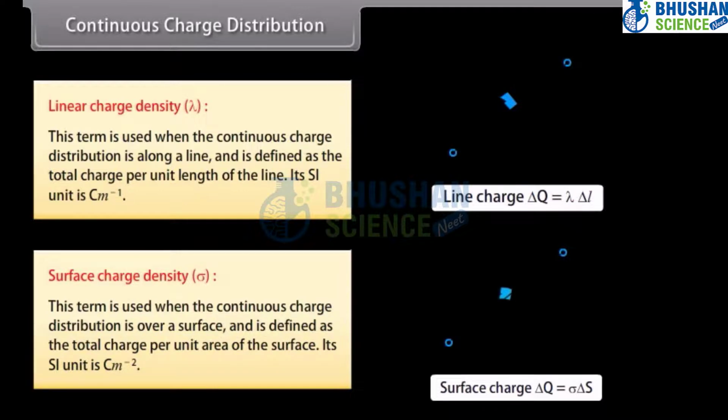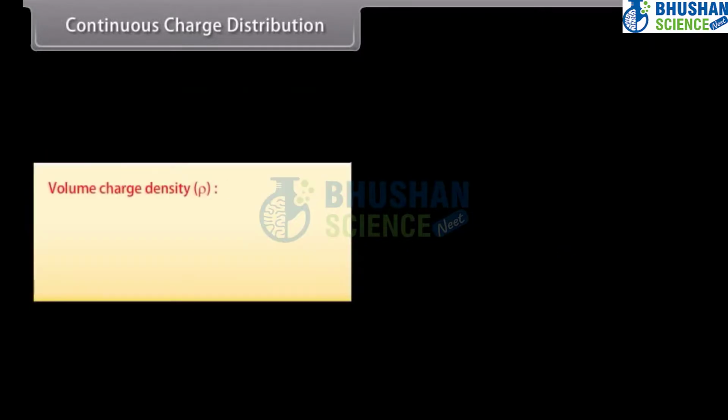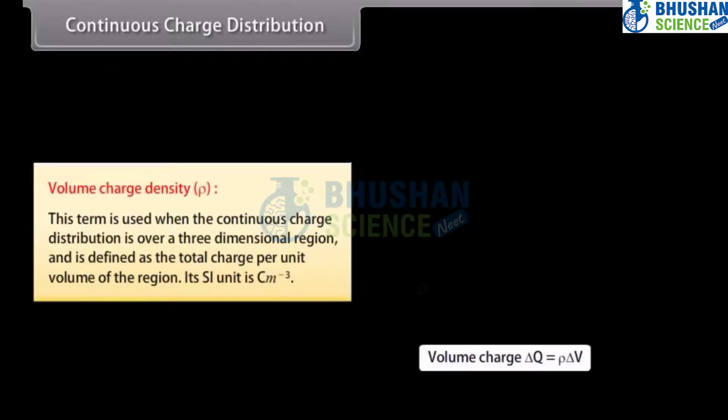Its SI unit is coulomb per meter squared. Volume charge density, rho. This term is used when the continuous charge distribution is over a three-dimensional region and is defined as the total charge per unit volume of the region. Its SI unit is coulomb per meter cubed.